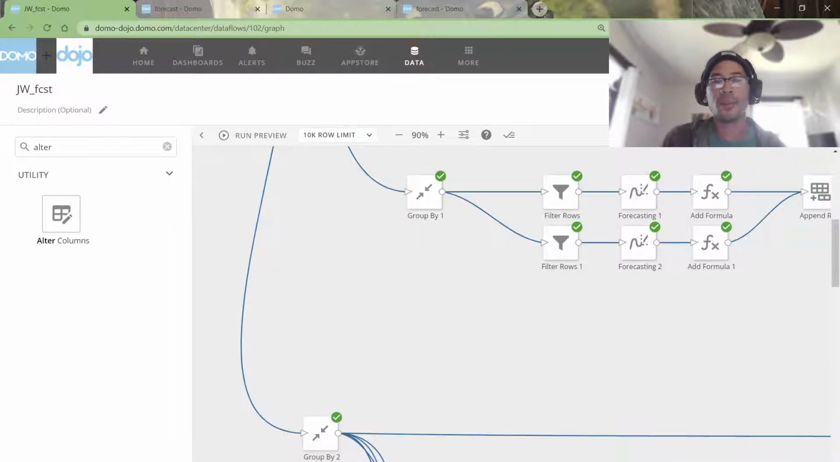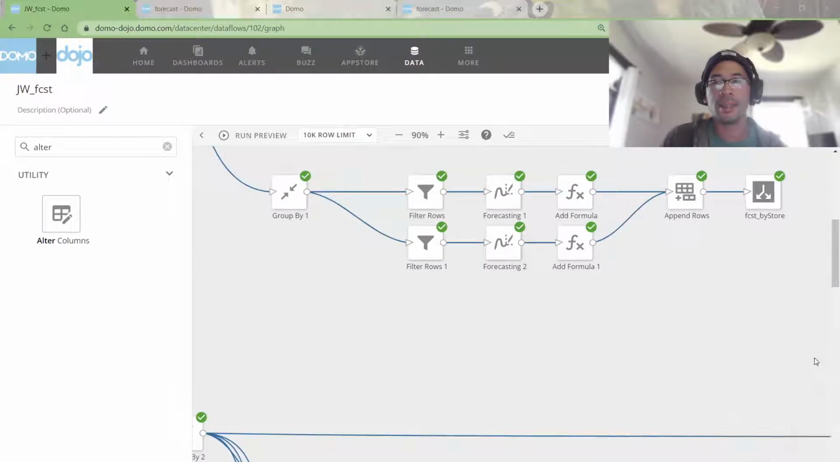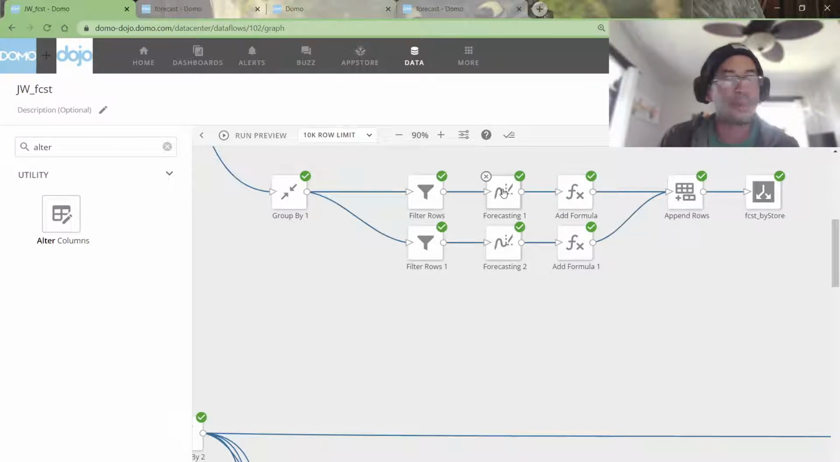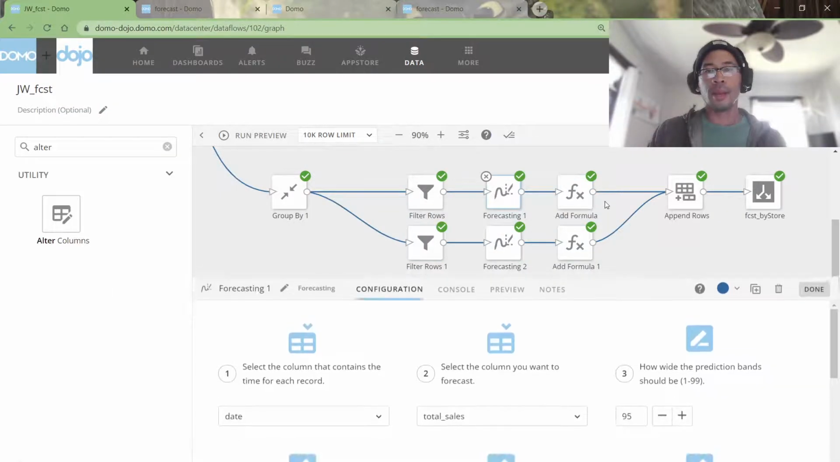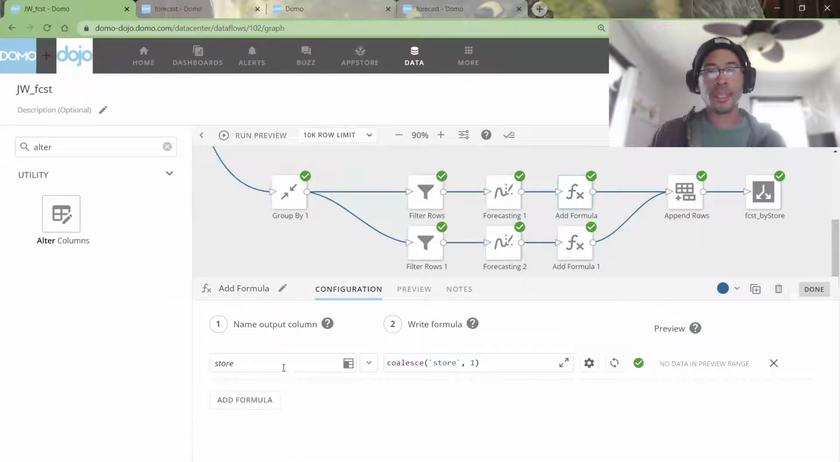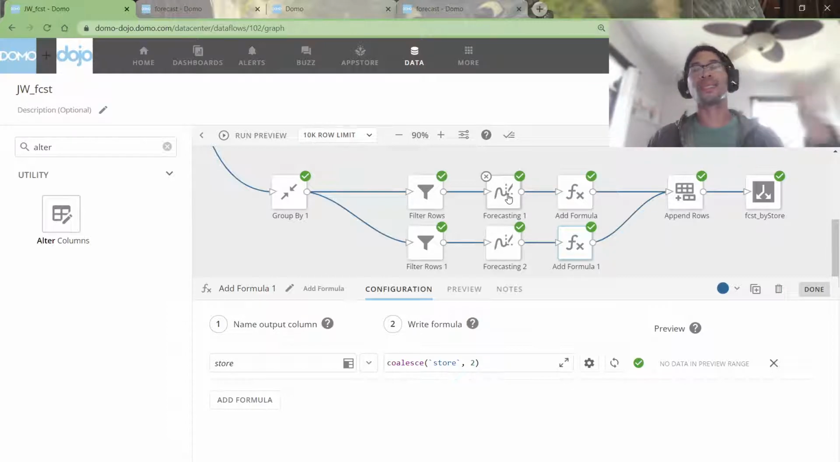This is the part where I think there could have been some thought placed to how Domo designed these forecasting tiles, because I want to generate one forecast per store. I don't want to have to generate 1,000 copies of these rows. Here in this formula tile, I'm setting the value of store to 1, or I'm setting the value of store to 2, because when I generate a forecast, it doesn't apply labels. Try it, you'll see what I mean when you do the thing.